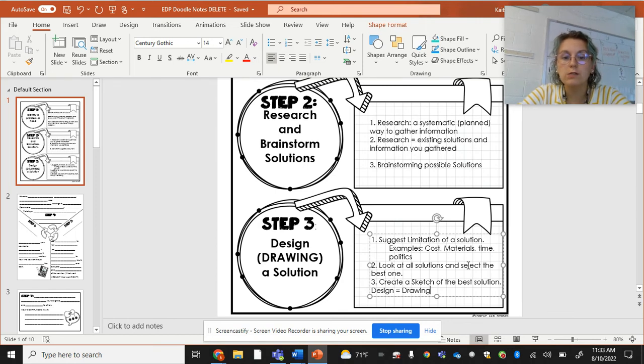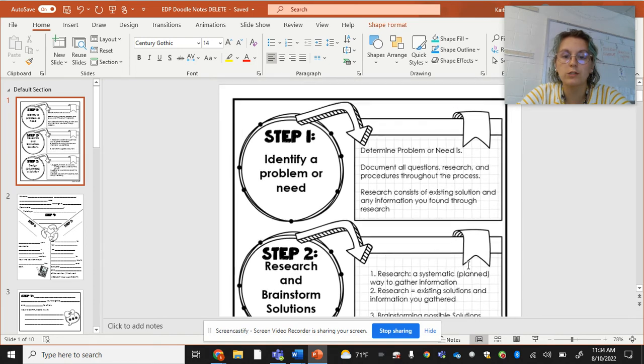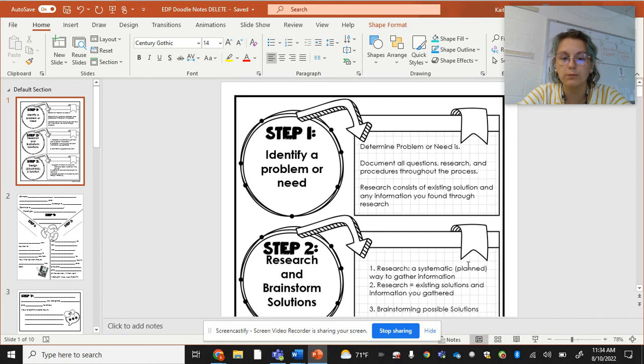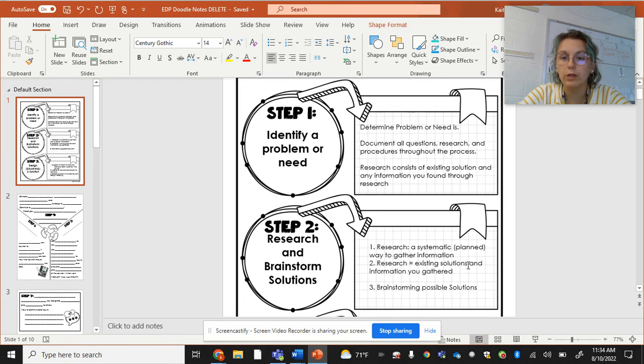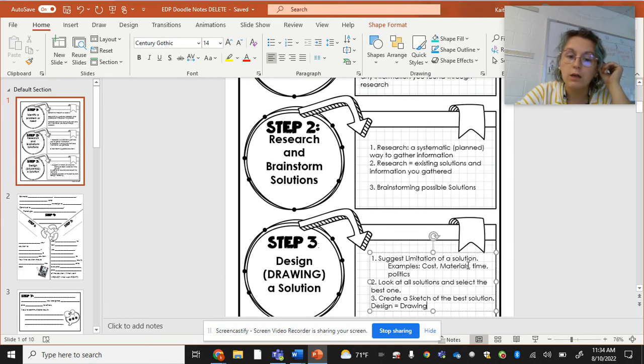Okay. In our next video, we're going to talk about steps 4 through 7. So remember, our first step is to identify a problem. Then you research and brainstorm, and then design or draw a solution. So all 3 of these are setting you up for the next big step, okay, which is construct a prototype.